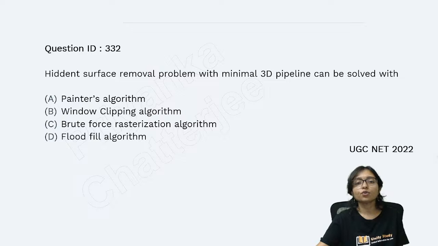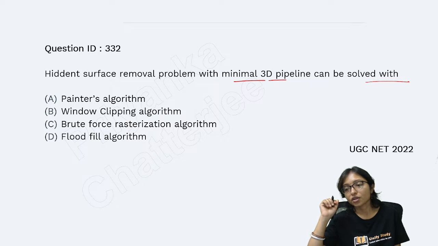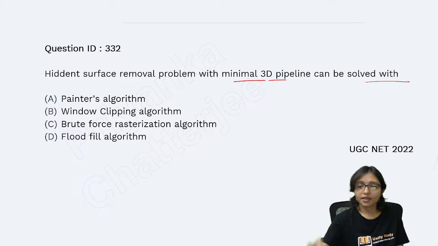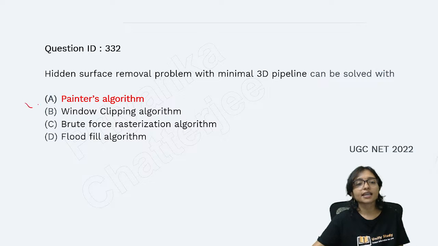Hidden surface removal problem with the minimal 3D pipeline can be solved with which algorithm? With which algorithm can you solve it? Hidden surface removal problem. Yes, that is the Painter's algorithm. So write down in your notebook, Painter's algorithm is used for this one.